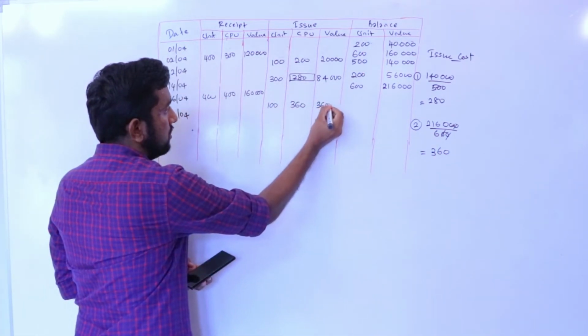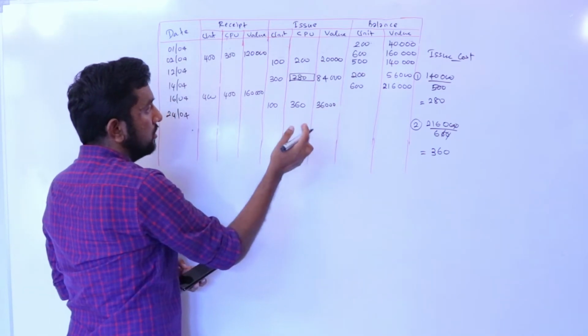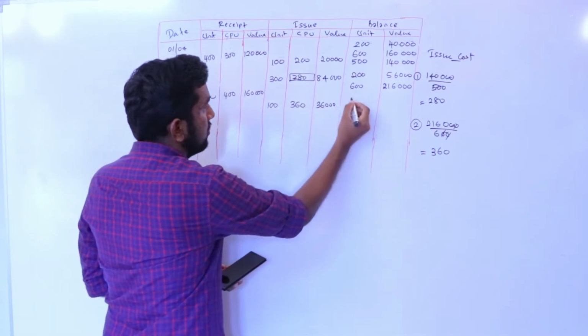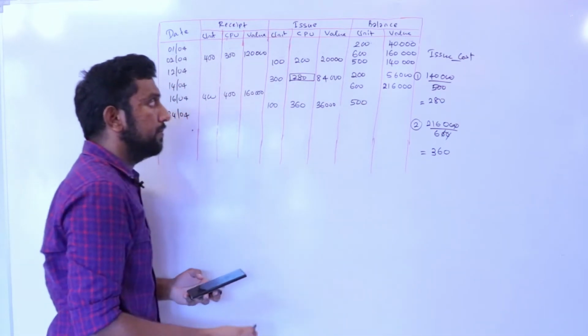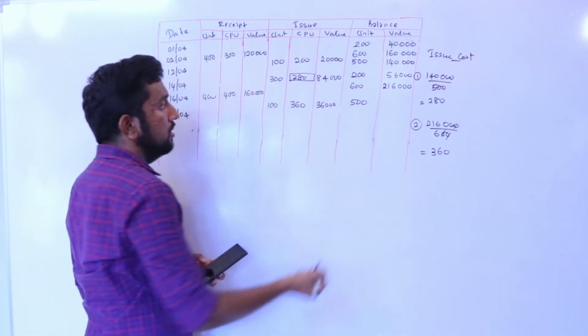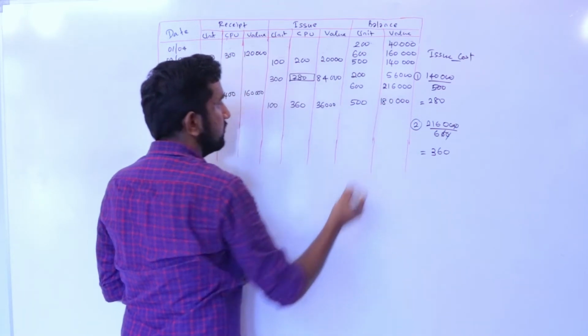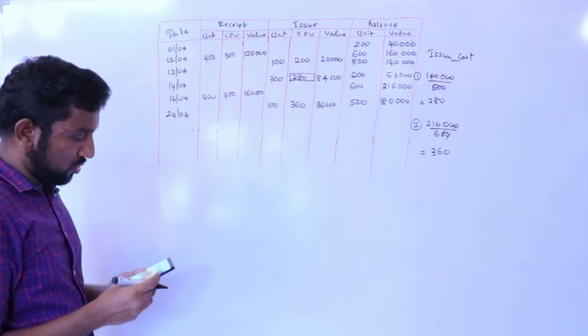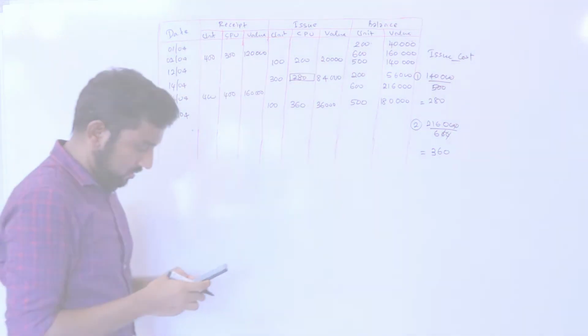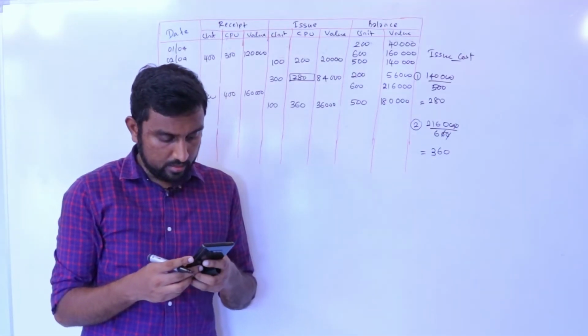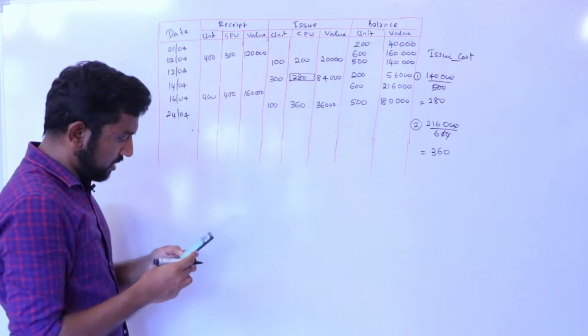So 36,000. If we deduct this, the balance is 500 units and 180,000. So that is the issue on the 24th. Then on the 26th, there is a return from the production plant.